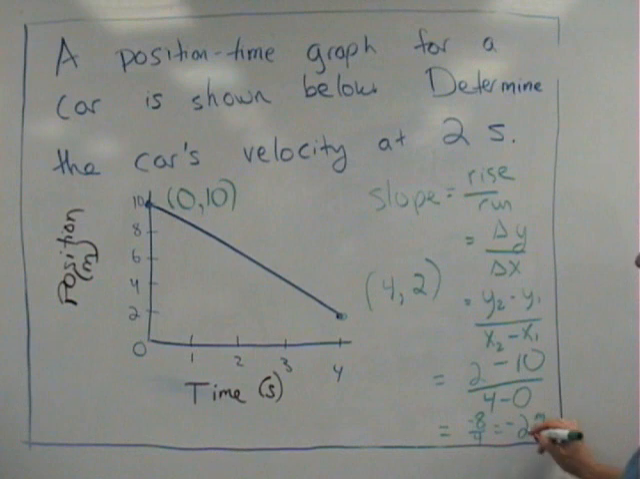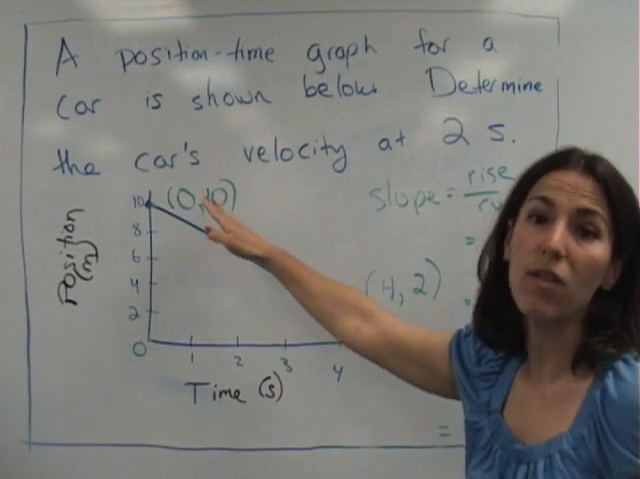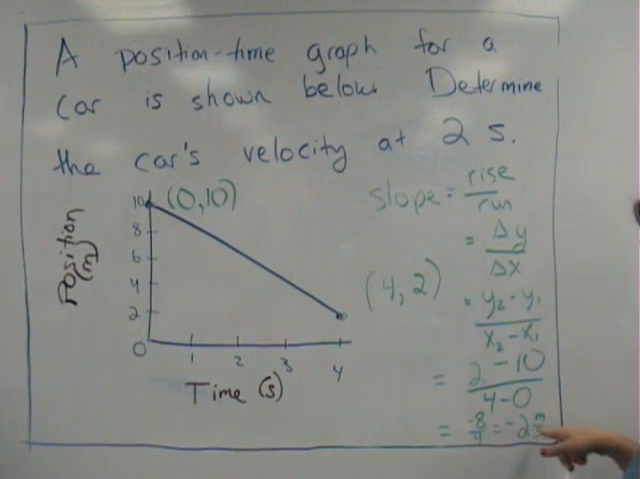And in physics, it's perfectly fine to end up with a velocity that's negative. It just means my position graph points down. So this has a velocity of negative 2 meters per second.